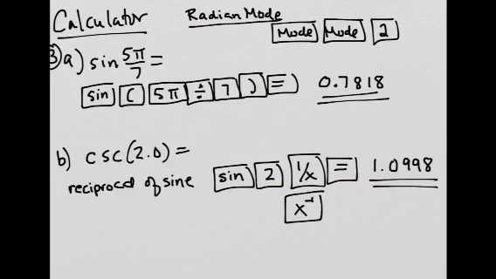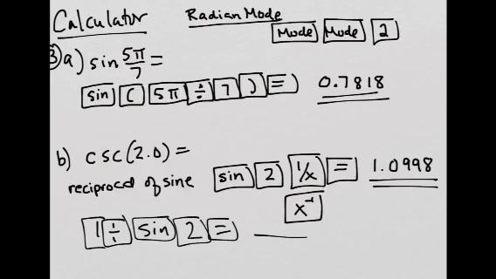Another way around it is to put in 1 divided by sine of 2. That's also going to give you the same answer right here. So there's actually two ways of getting the answer. Just look at your calculator and see if you have this key right here or this key right here, and then they should work. And again, this is another option, putting in 1 over sine of 2.